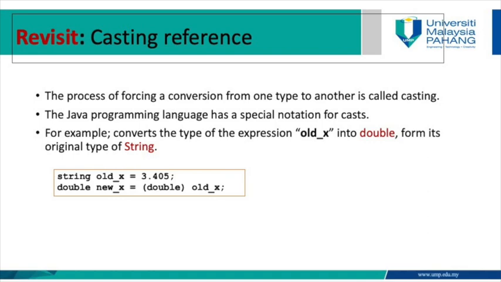I'm pretty sure that all of you already know, because you should already have learned this in your programming techniques course last semester. You can do it by writing String old_x equal to 3.405. This is the original expression. We want to change it to double, right? So we write double new_x equal to bracket double old_x.